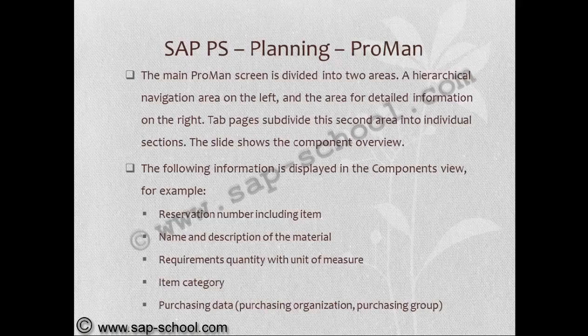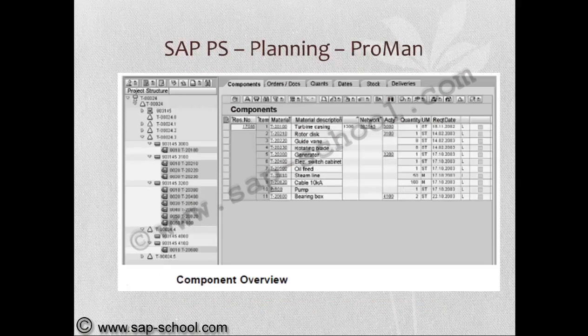For example, reservation number including item, name and description of the material, requirements quantity within unit of measure, item category, purchasing data. So here we can see the component overview where the components, component description and quantities have been shown at the right side of the screen.